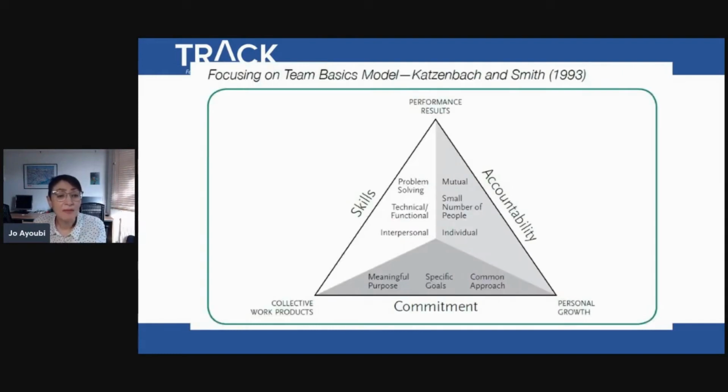Another model is Katzenbach and Smith, and I don't know if you can see this, but we can see that there's accountability, there is personal growth, there are skills, problem solving, and interpersonal. So again, we've got interpersonal relationships as one of the key skills that's needed to have an effective team.